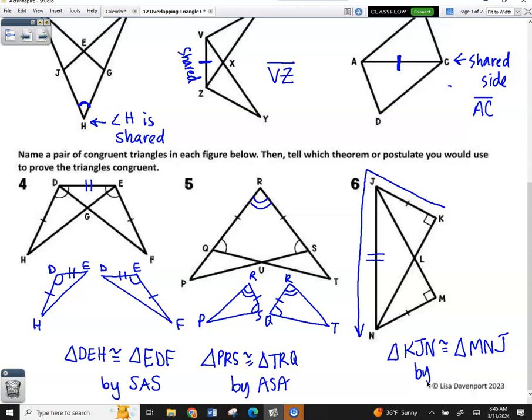Yeah, this one's tricky. You first look at it, you probably think side angle, but that's that.